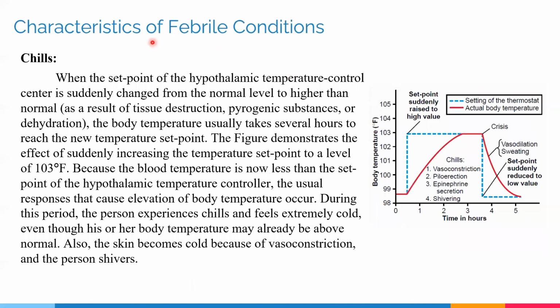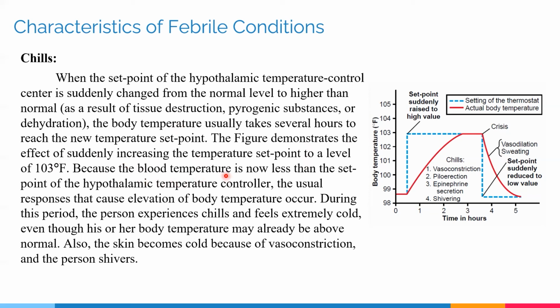Next, we will look into the characteristics of febrile conditions. The first of these is chills. When the set point of the hypothalamic temperature control center is suddenly changed from the normal level to a higher than normal level as a result of tissue destruction, pyrogenic substances, or dehydration, the body temperature usually takes several hours to reach the new temperature set point. The figure demonstrates the effect of suddenly increasing the temperature set point to a level of 103 degrees Fahrenheit, which is this schematic right here.